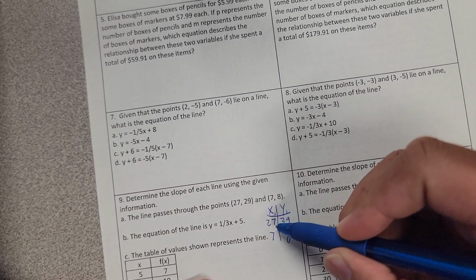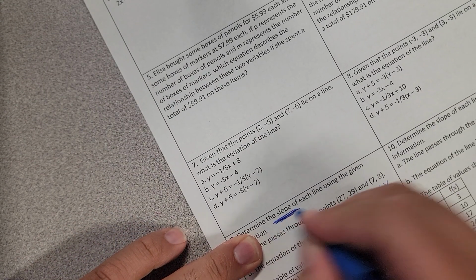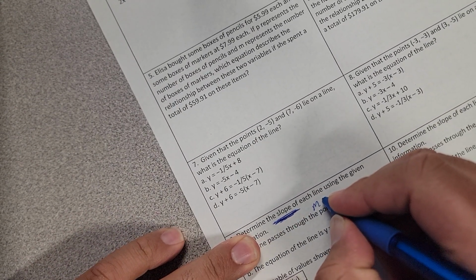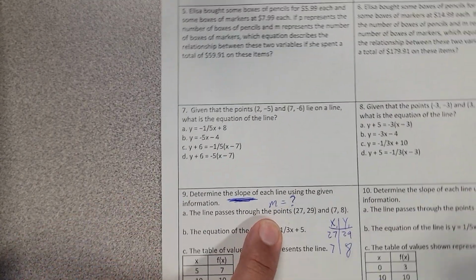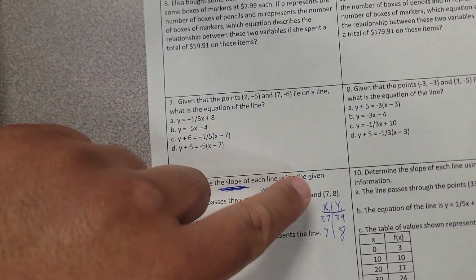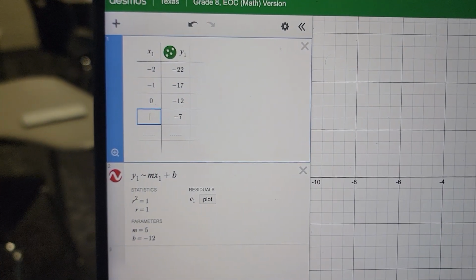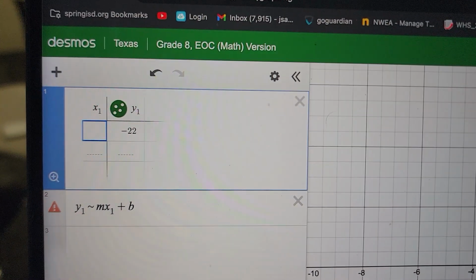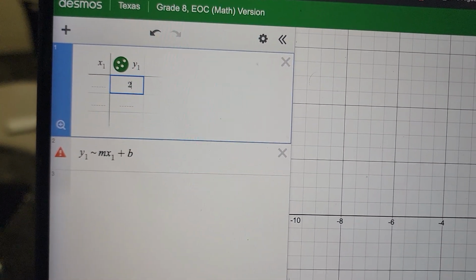So you're only going to type this into Desmos to find out what is the slope. So the slope is the m. Okay, m equals what? All right. So let's put these numbers here. Okay, we'll go back. So erase all this. All right, be very careful. x1, y1. Okay, so then 27 goes here.